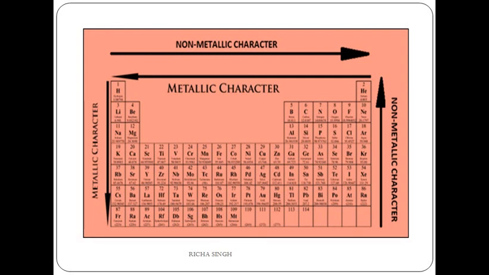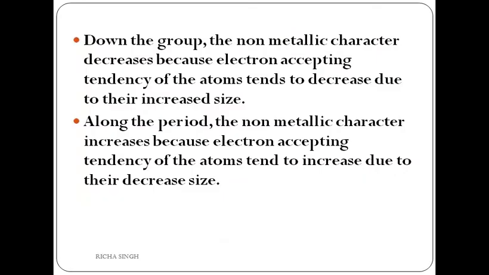And along the period, what is happening? The non-metallic character is increasing because the electron accepting tendency is increasing due to the decreased size of the atoms. Okay, so down the group, non-metallic character decreases because the electron accepting tendency decreases due to the increase in size, and along the period it is increasing. This is just the reverse of the metallic character.